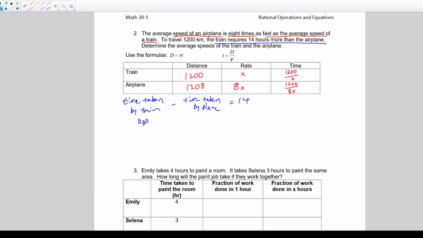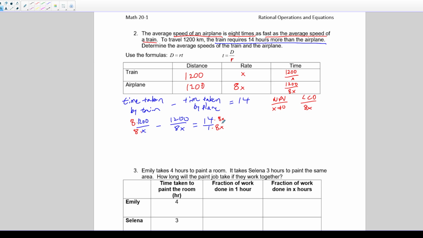So we have 1,200 over x minus 1,200 over 8x is going to be equal to 14. We can pretend that this is 14 over 1 just so we can figure out our common denominators a little bit easier. And we can see here that we're going to write down a few pieces of information. Your NPVs, x cannot equal 0, so your speed cannot equal 0, which makes sense. And your LCD in this case is going to be 8x. So we're just going to multiply everything by whatever we need. So in this case, 8 on both the top and the bottom. So we can get that 8x as our denominator.